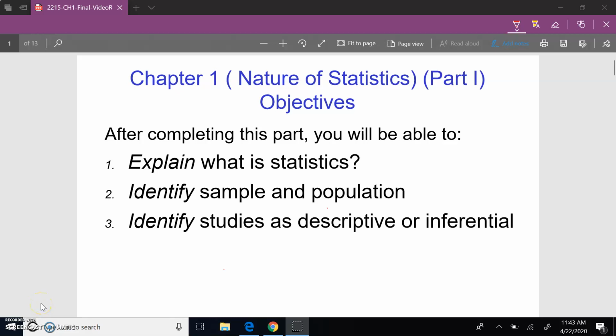Hello everyone. This is the video for chapter number 1, Nature of Statistics, part 1. In this video we're going to cover the following topics. What is statistics? We're going to explain what is statistics, and then we're going to identify a sample and a population, and we learn the difference between descriptive and inferential statistics.